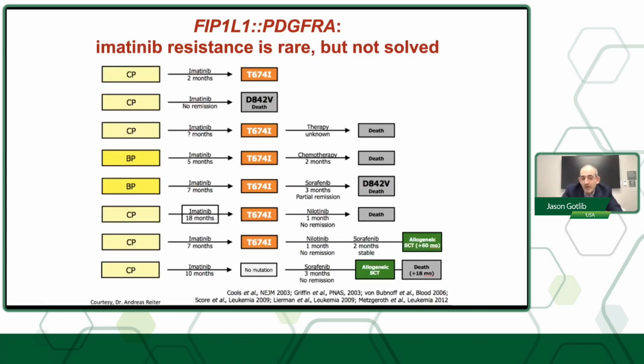Now, there are rare cases where imatinib resistance occurs. It's very uncommon, and the canonical 2 mutations that we see in resistant disease are T674I and D842V. I would say that still in 2023, we have trouble identifying a tyrosine kinase inhibitor that can solve these cases, but with the approval of avapritinib for D842V mutated GIST tumors, there may be an opportunity to use that agent for patients with that mutation in the context of this disease. Ultimately, these are patients who will need to go to transplant for any chance of cure.